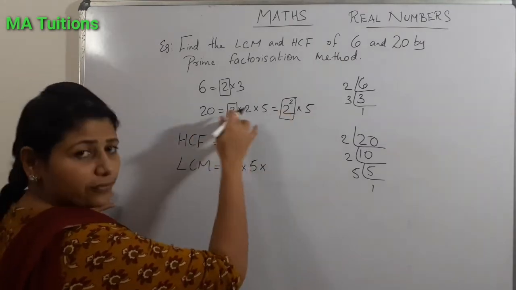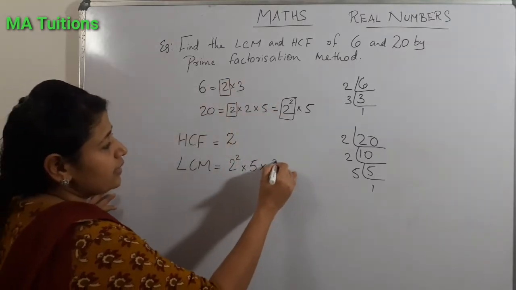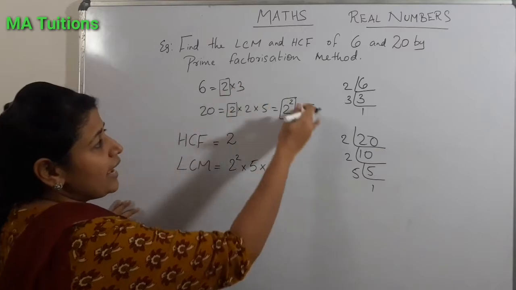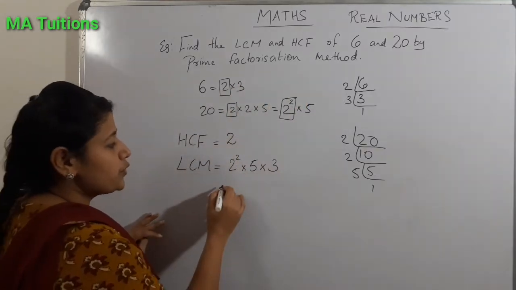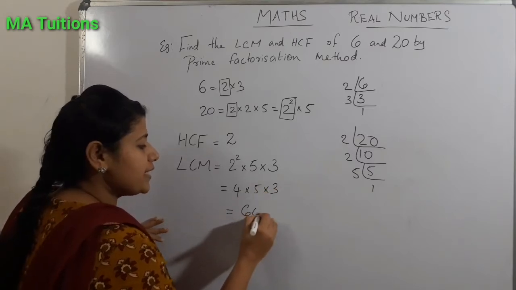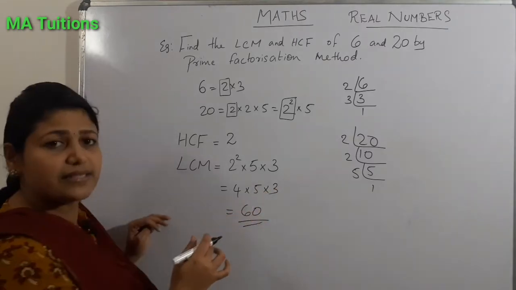20 is a multiple of 5. And here 3. 6 is a multiple of 3. So we can take both 3 and 5 and this 2 raised to 2. So you will get 4 into 5 into 3, and it is 60. So we will get the LCM as 60.